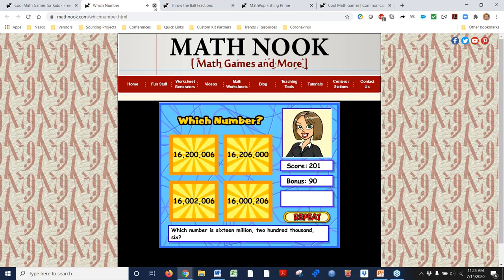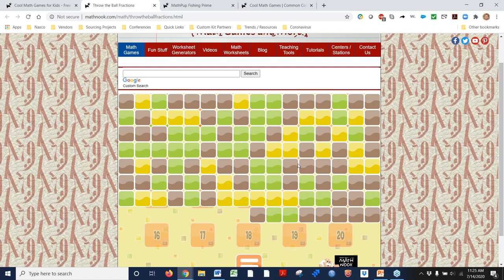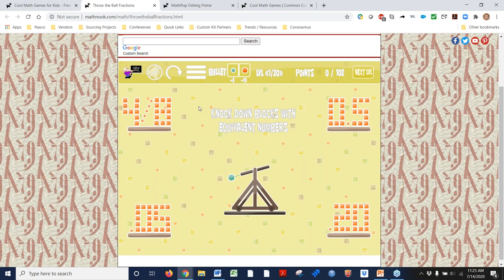Then you have throw the ball fractions. So this is an interesting game. I thought there's a little bit of complexity as far as skill and then also equivalent fractions. So looking at this screen, there's two equivalent fractions that we have. We have 4/8 and we have 5/10. Those are equivalent to one another. So what you want to do is knock down the block. So you hold the left clicker and then you would throw the ball to see if you can actually knock it over. And like I said, this is something that's a little bit different and challenging. So you've got a little bit of dynamics there.